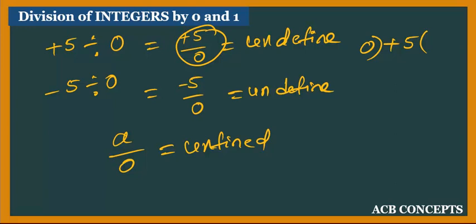For example, I am taking 1 here. 1 into 0 gives 0. 2 into 0 gives again 0. 3 into 0 is again 0. So if you take any number as a quotient and multiply it with the divisor, you will get 0. So this division is not defined, the answer is undefined.